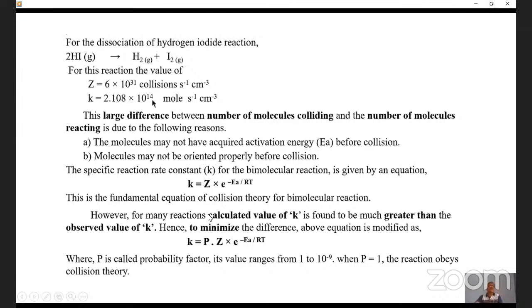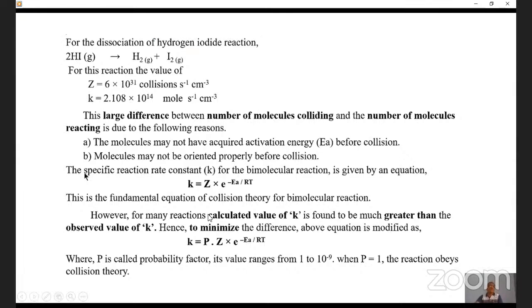This large difference is mainly due to the following two reasons. The first reason is that the molecules may not have acquired the activation energy before going for a collision. And the second reason is that the molecules may not be oriented properly before collision. Because of these reasons, we find this difference between the number of molecules colliding and the number of molecules actually reacting with each other.